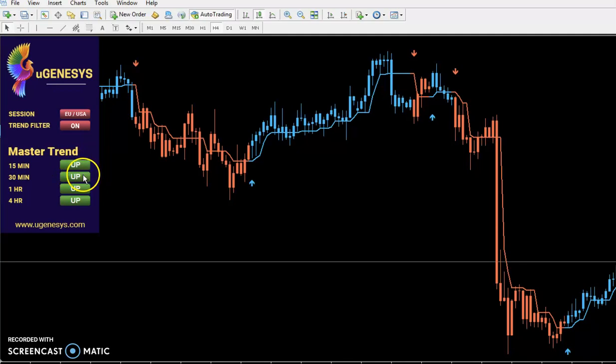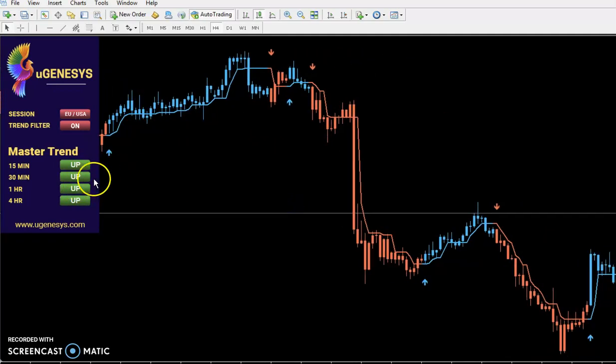If the 15-minute, 30-minute, and the 1 hour are saying up, then you should definitely start looking for buy signals. If the 15-minute, 30-minute, and 1 hour are saying down, you should be looking for bearish signals, sell signals. All right, the 4 hour is kind of optional, because you have to remember, like I said, the trends start on the smaller time frames first before they get to the bigger time frames.